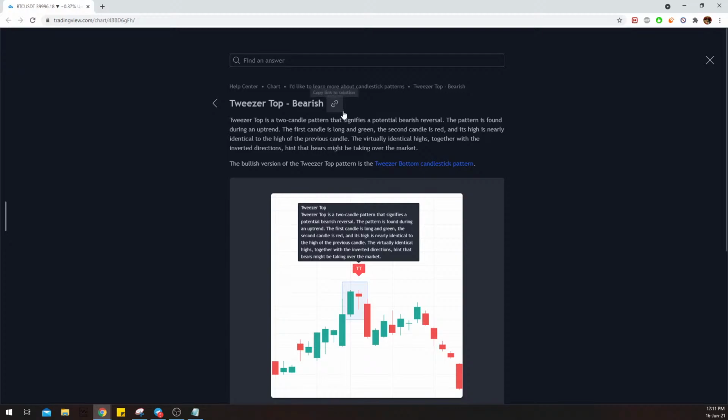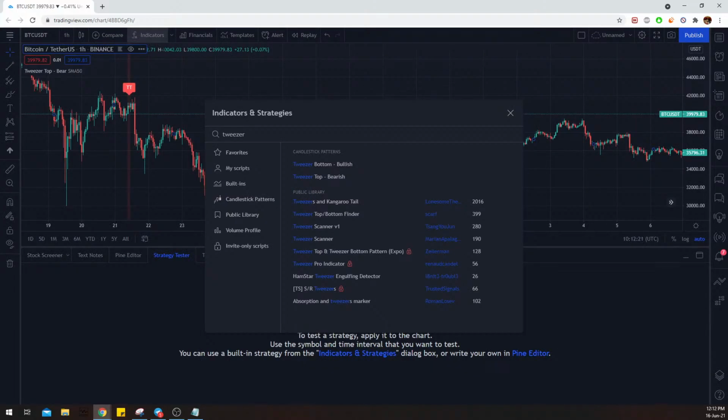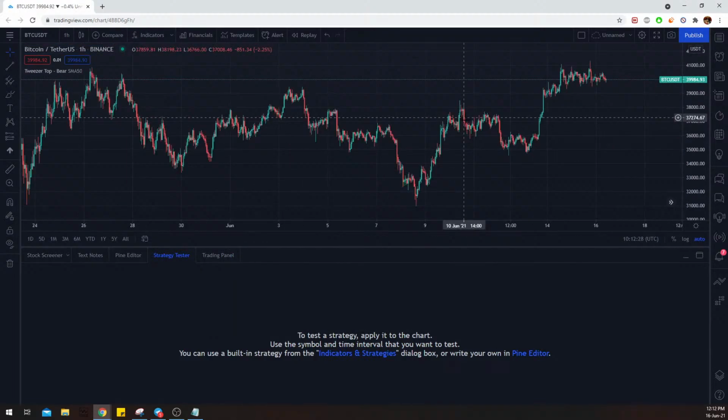So in this case, on the tweezer bottom we are looking at the lows, and now we are going to look at the highs, and we can see that the high from the bear candle and the bull candle are in the same place. In this way it's going to indicate that soon there is going to be this reversal in the trade. So they are virtually identical highs, just like the other one has virtually identical lows, and they hint that the bears might take control of the market. So yeah, let's make some analysis for this one.